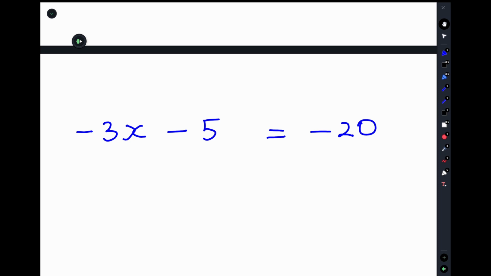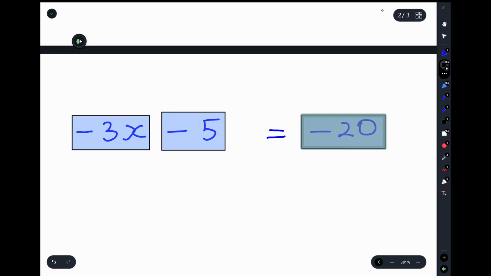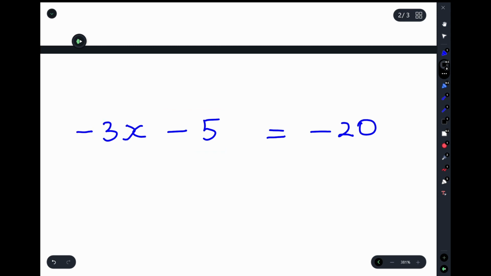Now let's look at another example. We have minus 3x minus 5 is equal to minus 20. Again, we have 3 terms. Minus 3x is one term, minus 5 is the second, and minus 20 is the third term. The goal is to have x by itself on one side of the equation to make x the subject of the formula.